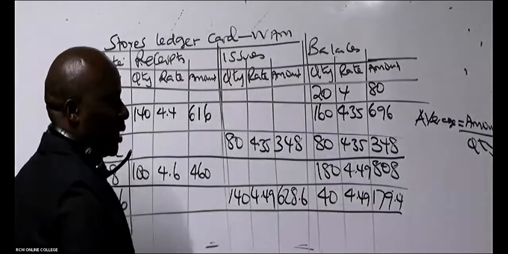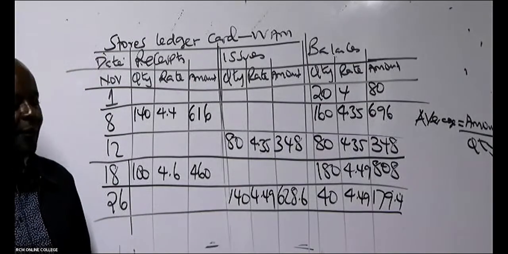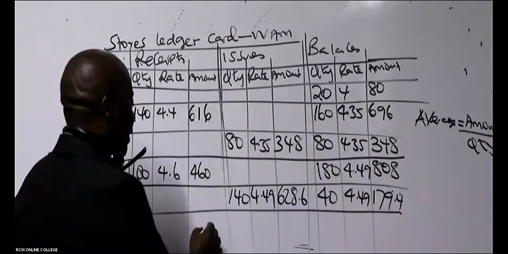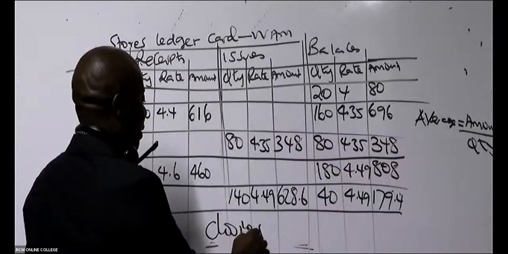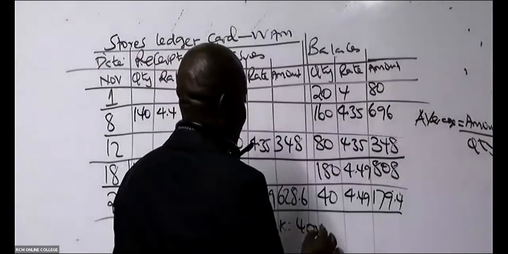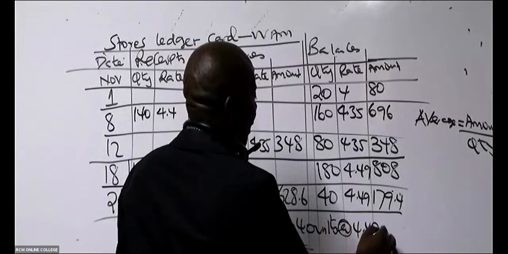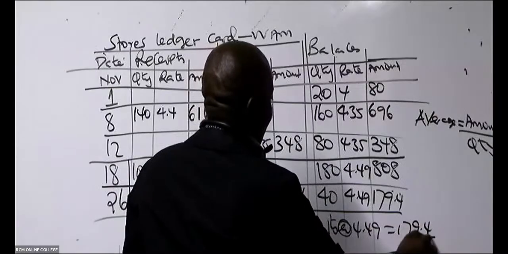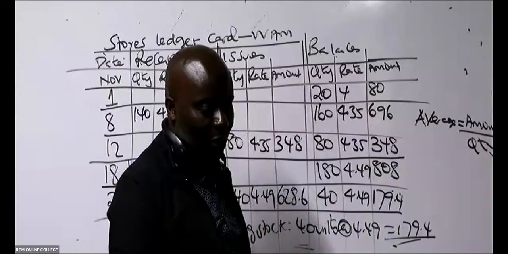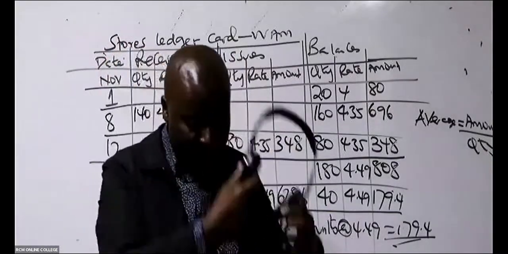Was this the last date? So then what is the value of the closing stock? Yeah, 0.4. Yeah. So you simply write there for us, closing stock. Yeah. Is in this case here 40 units. 40 units, each at 4.49, giving us Kenya shillings 179 point what here? 0.4. 179.4, and then you get all the marks. So let's go to our past papers.